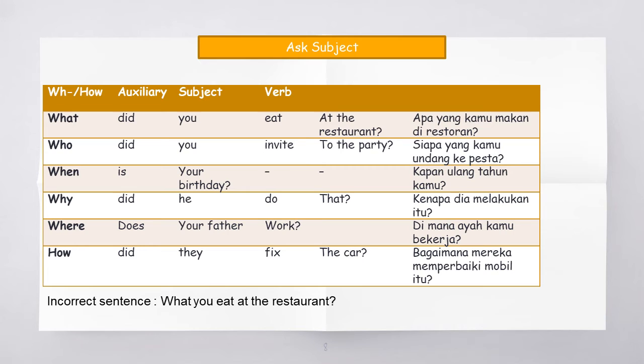This is the incorrect sentence: What you eat at the restaurant. Because the sentence has a subject, you must add an auxiliary verb. The correct sentence is: What did you eat at the restaurant? Okay?